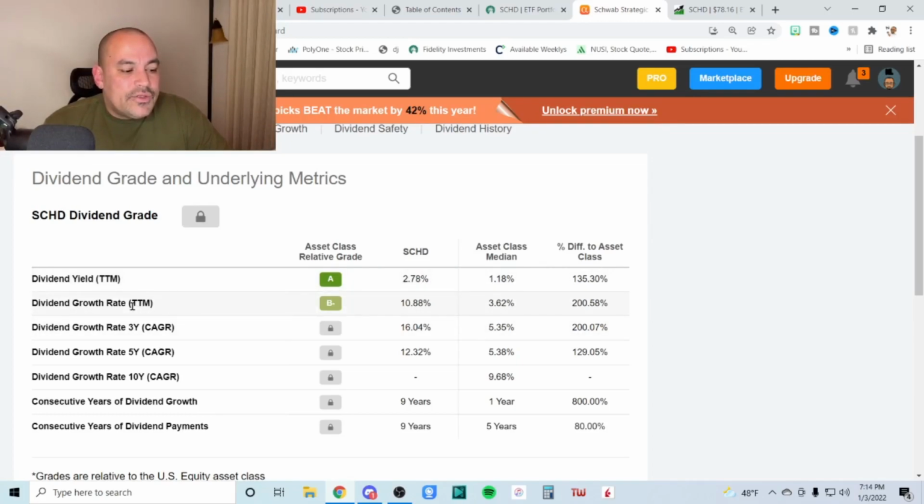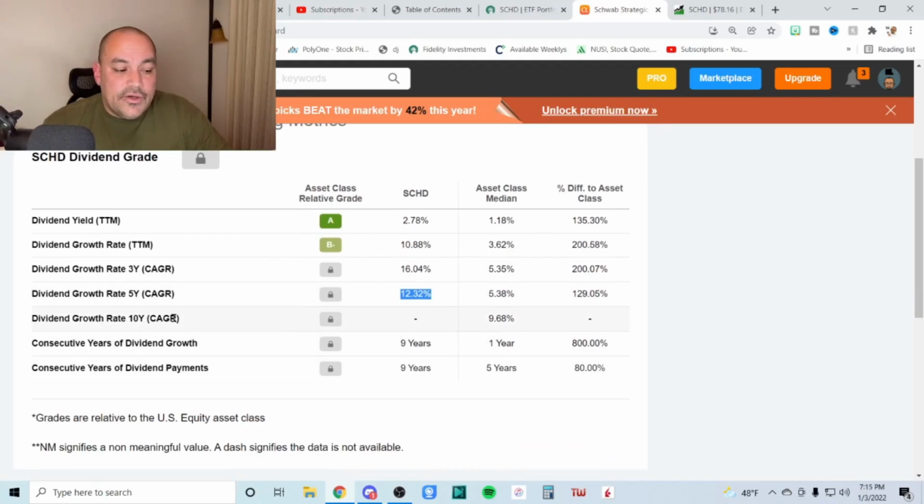Trailing 12-month dividend growth rate. So this is how much your dividend has grown over 1 year. That's 10.88%. 3 years compounded growth rate, 16%. And a 5-year growth rate of 12%. Now that's outstanding. That's the real strong point of the dividend quality screen that SCHD employs. And this is one way to ensure that your income is keeping up with inflation for sure.